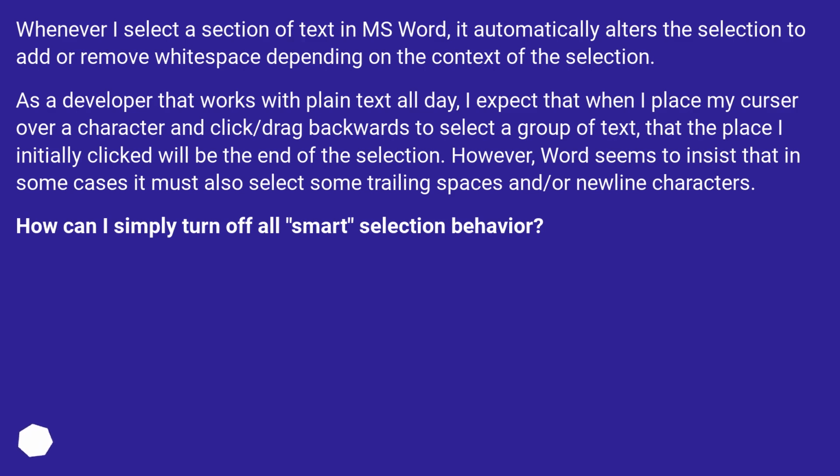As a developer that works with plain text all day, I expect that when I place my cursor over a character and click/drag backwards to select a group of text, the place I initially clicked will be the end of the selection. However, Word seems to insist that in some cases it must also select some trailing spaces and/or new line characters. How can I simply turn off all smart selection behavior?